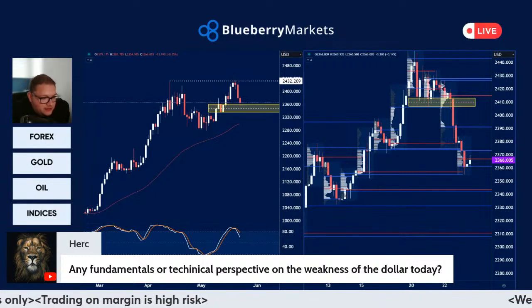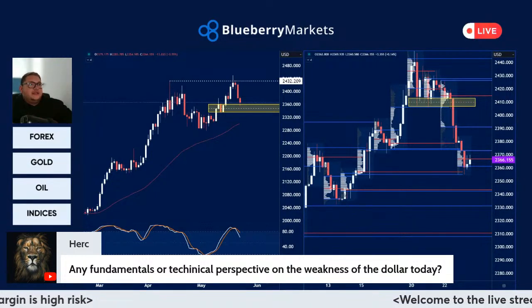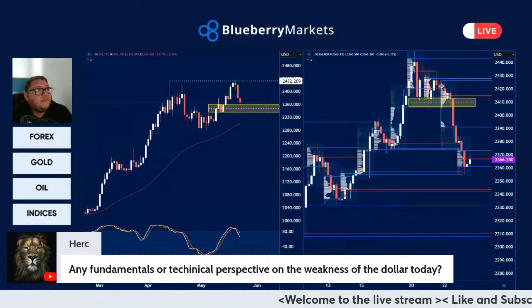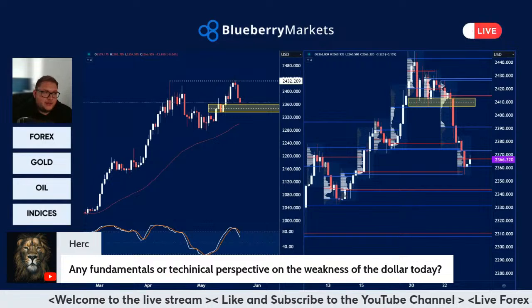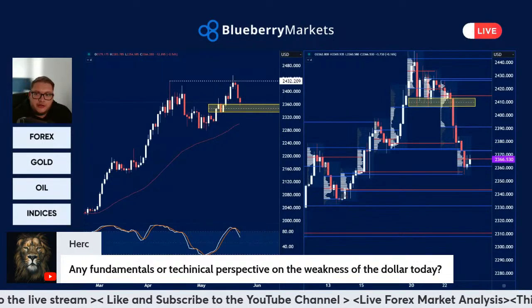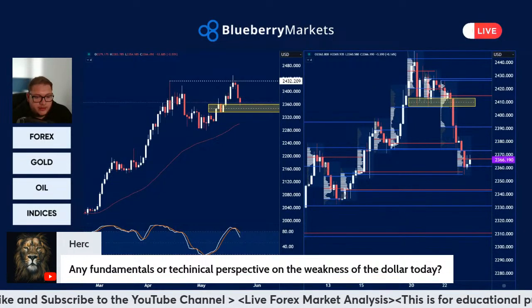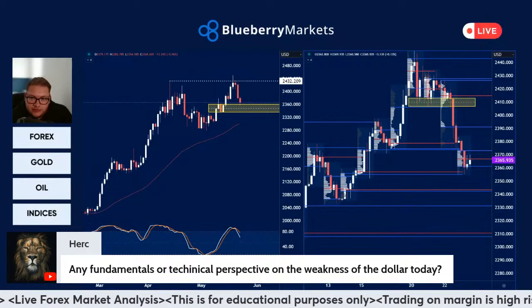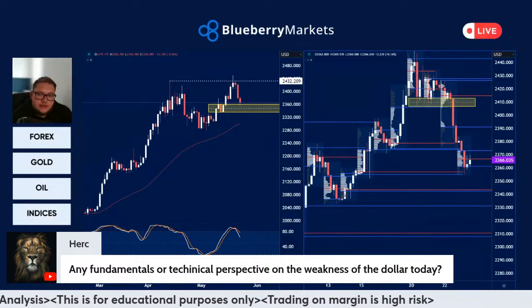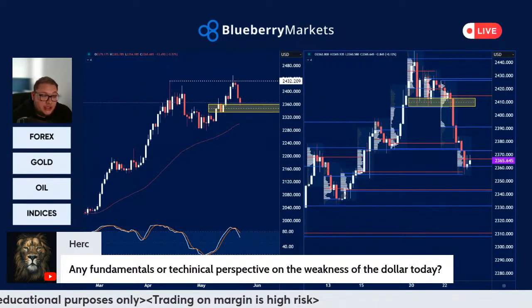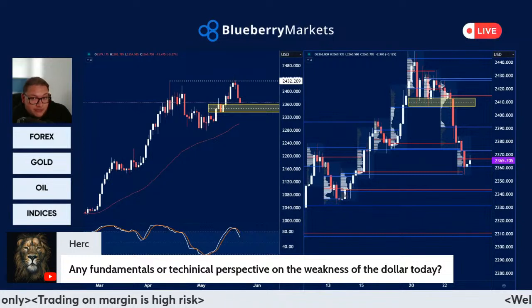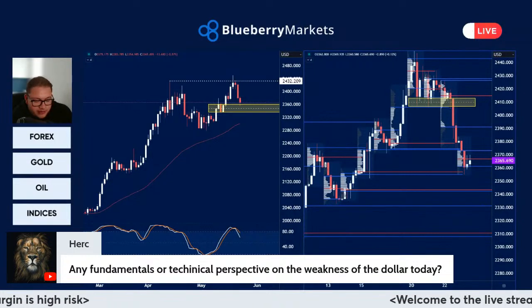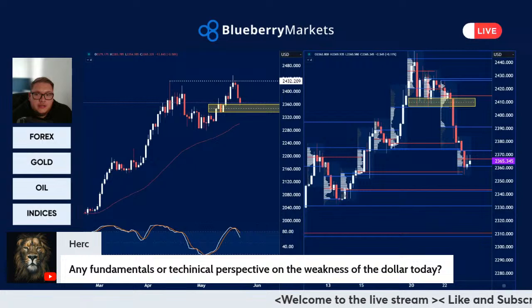Any fundamentals or technical perspective on the weakness of the dollar today? It's coming down to the expectations of cuts, isn't it? That's what's usually kind of driving the market at the moment. And I think there is an expectation that the Fed were going to cut rates. Whether it's positioning to do the opposite right now, because it doesn't make sense to me why the dollar is so undervalued, because I don't really see them cutting rates.